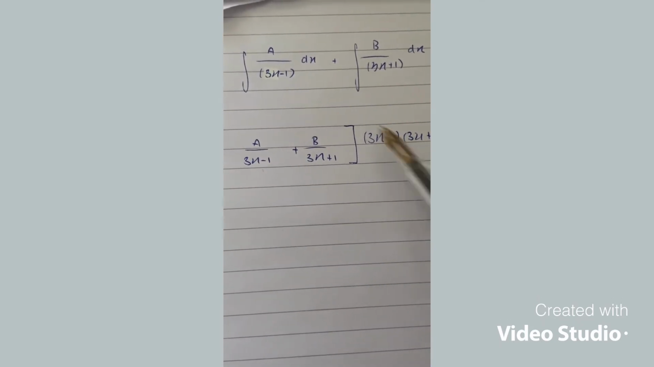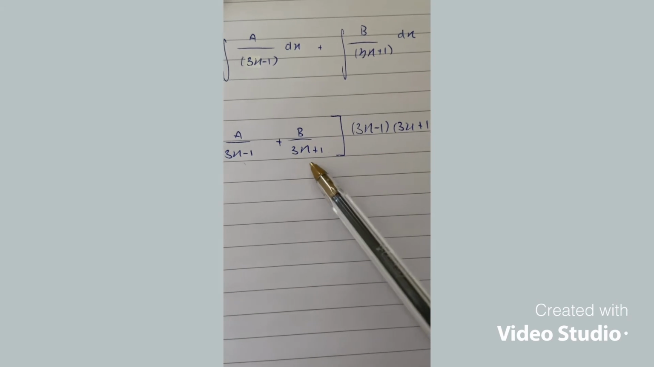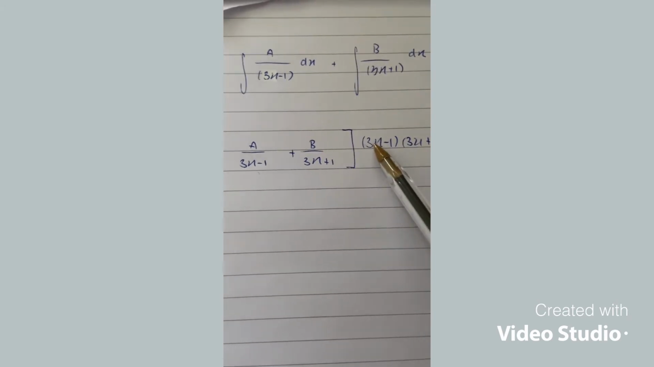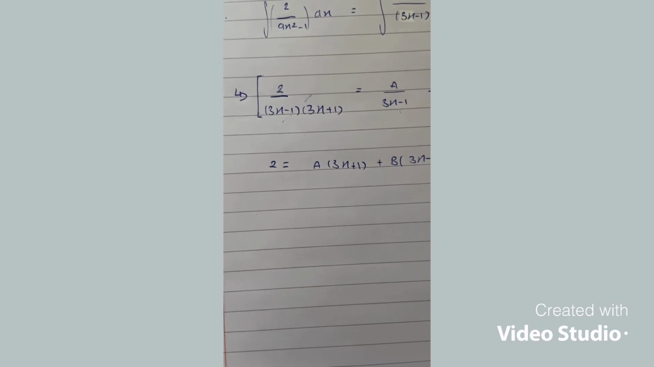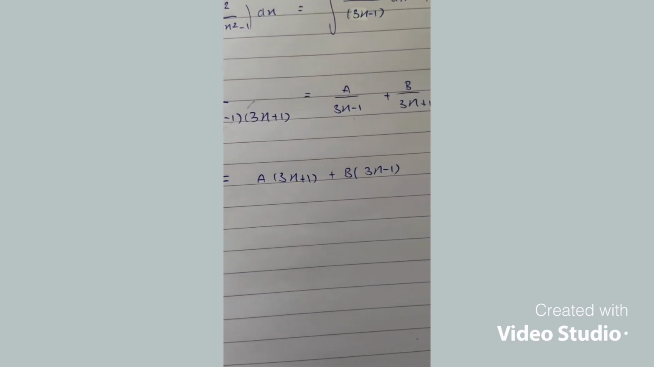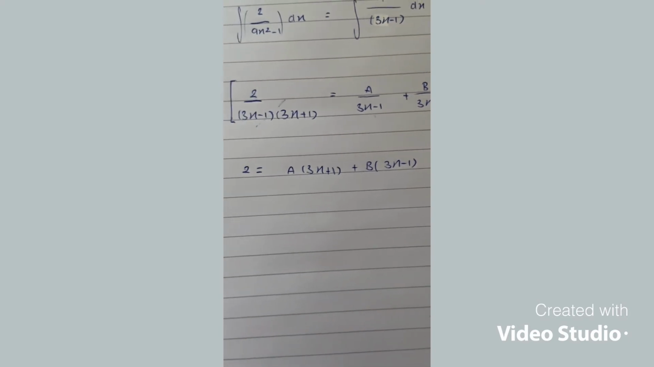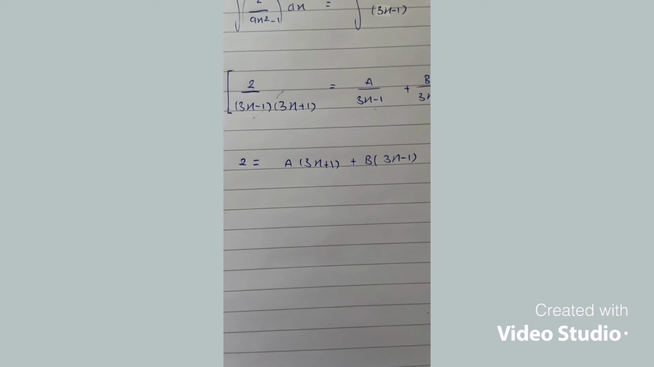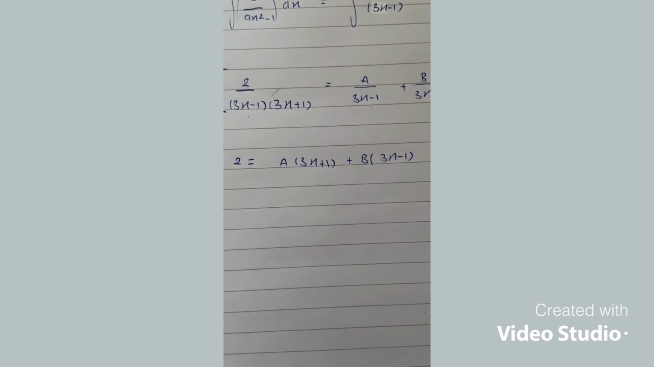So 3x plus 1 times a. Here, 3x plus 1 cancels, so you're left with b times (3x minus 1). So here, I rewrote it as 2 equals a times (3x plus 1) plus b times (3x minus 1). And again, here we need to find the a and the b.